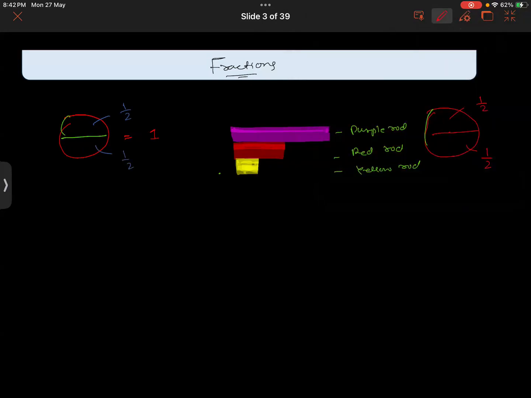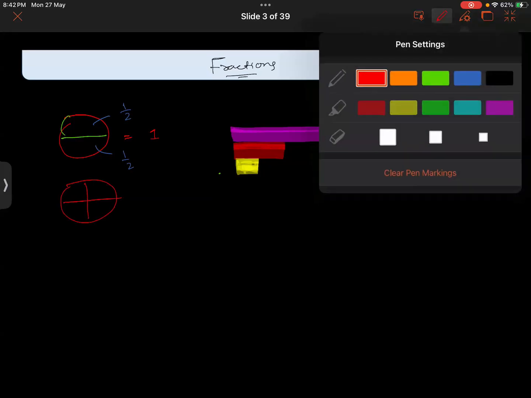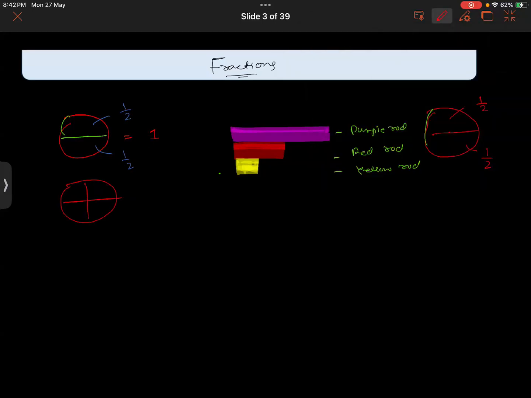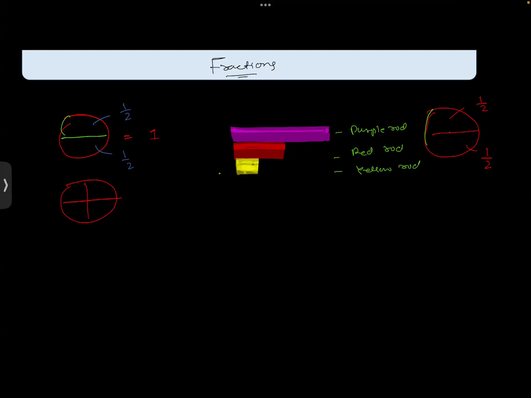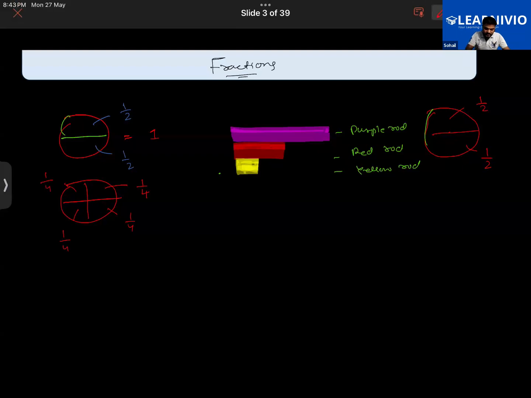Further, let's say that this were to be divided into four pieces. As a whole, this was one, but now it has been divided into four pieces. So we say that each piece can be represented as 1/4, 1/4, 1/4, and 1/4. Getting it?